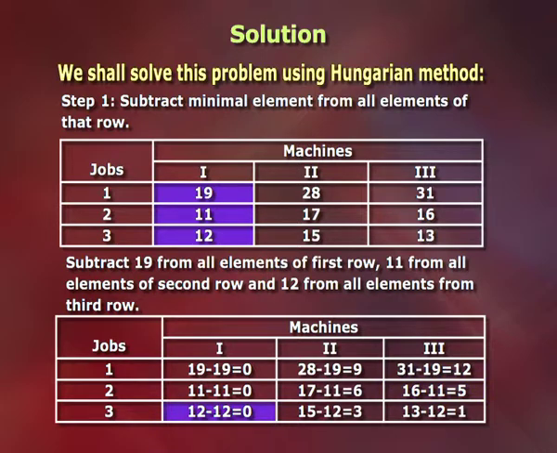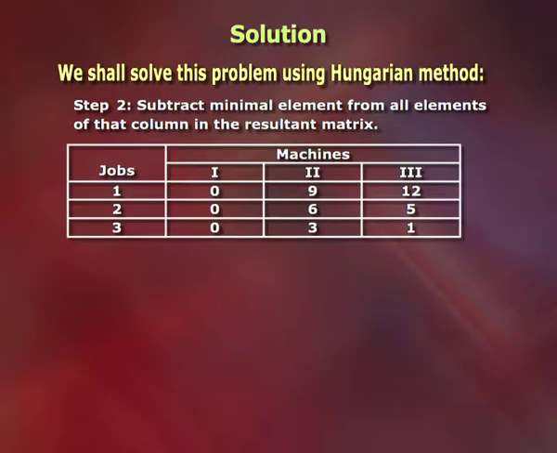Row 3, we have to subtract 12, so 12 minus 12 is 0, 15 minus 12 comes to 3 and 13 minus 12 comes to 1. Step 2: subtract the minimal element from all elements of that column in the resultant matrix. Resultant matrix means the matrix derived in step 1. So, the table below gives us the resultant matrix of step 1.